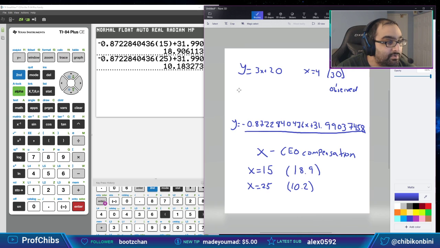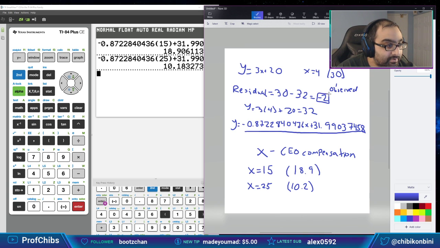So if you want to find your residual, it'll be your observed value here, which will be 30, minus, and then you plug in 4 into your line of best fit to see what you would get underneath your model. So 3 times 4 plus 20 is equal to 32. So here it'd be 30 minus 32, and your residual here would be minus 2 as a result. That's how you can find the residual using the data set and the line of best fit with the X value that you were given.